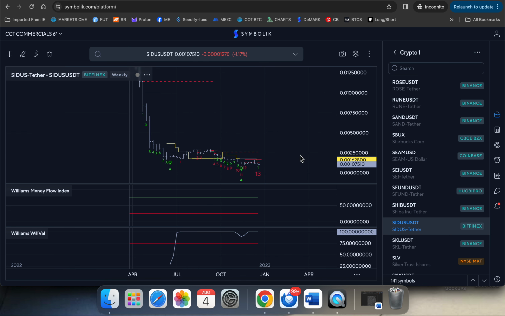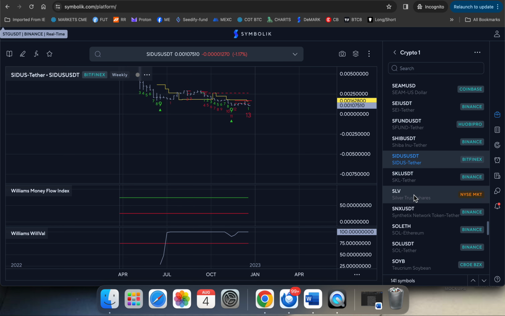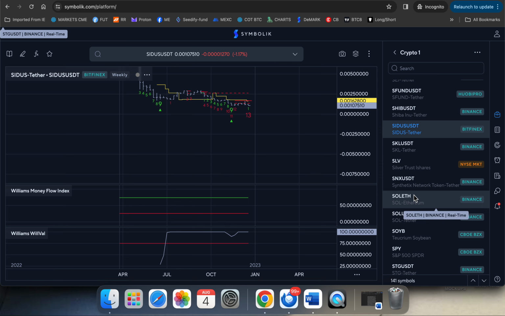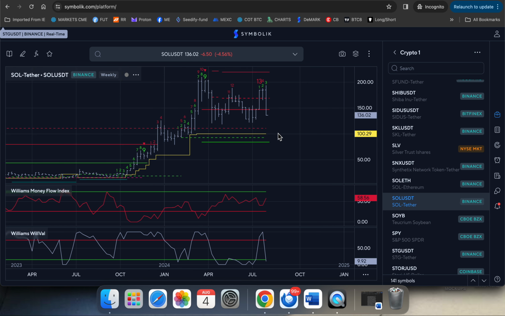This one's below all the supports. It's on a 13, a 9 and a 13. But so far, you're not getting a whole lot of price action. But we already did SNX, Solana. I'd probably throw in a Solana at 110.90. In fact, I do have a bid at 110.90.